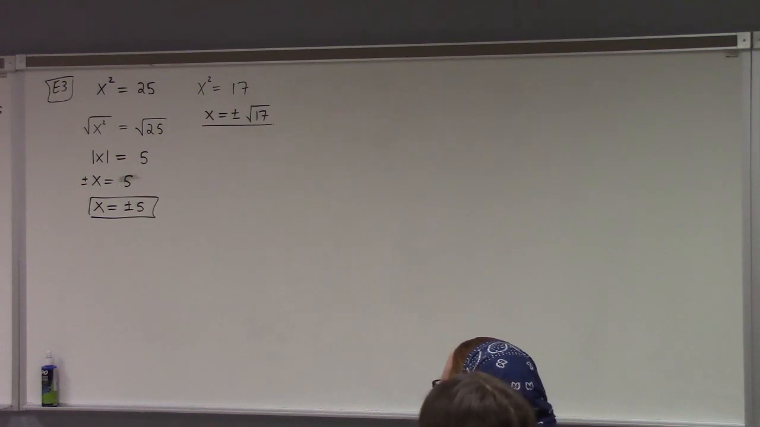It's an exact form. The decimal form of the square root of 17 is, I was wrong, 4.123. All right, so I was wrong, that's about 0.1 off. 4.123 is approximately what that is.